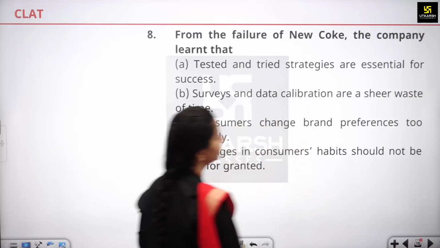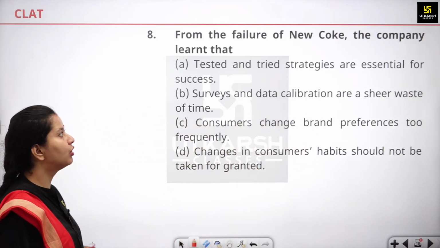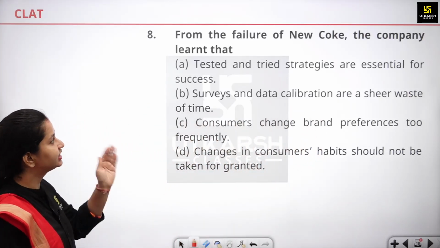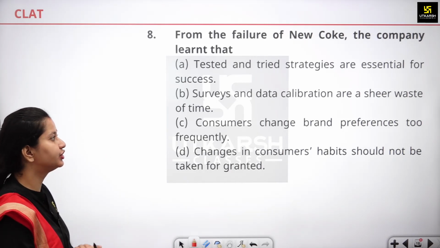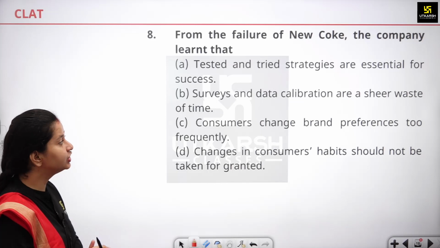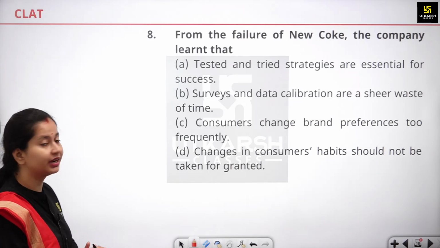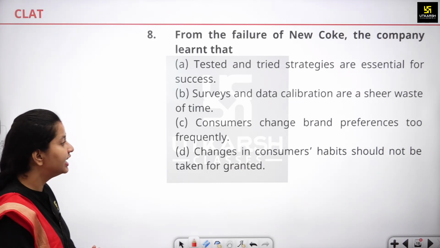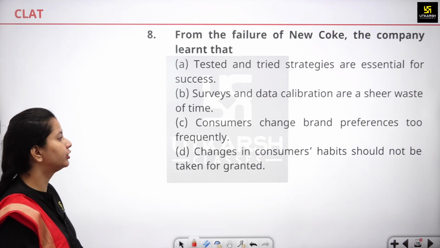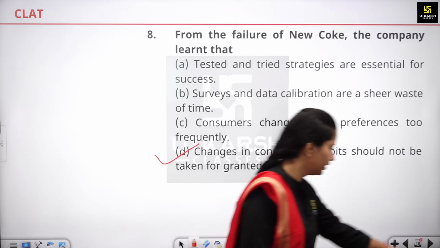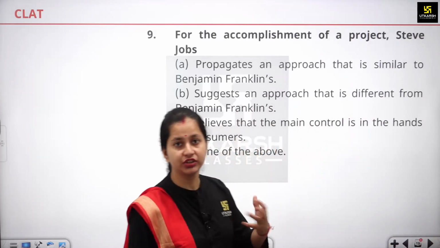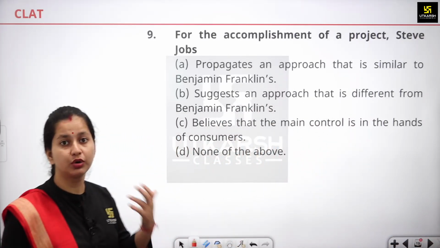Next question. What does the next question say? The failure of New Coke. The company learned that tested and tried strategies are essential for success. No. Surveys and data calibration are sheer waste of time. No. Consumer change brand preferences too frequently. No, this could not be the answer. Changes in consumer habits should not be taken for granted. Correct answer is option D. If you think that new product would change a consumer habit, so no, this won't happen.